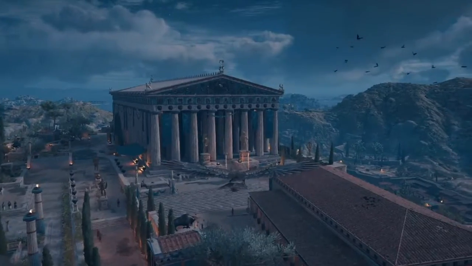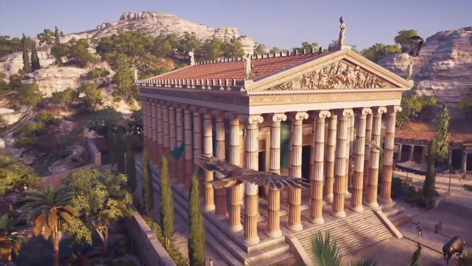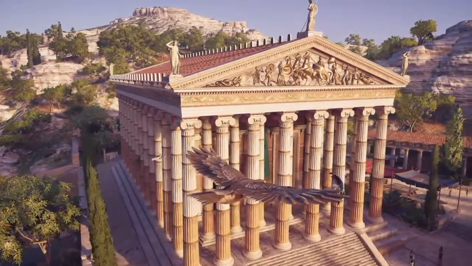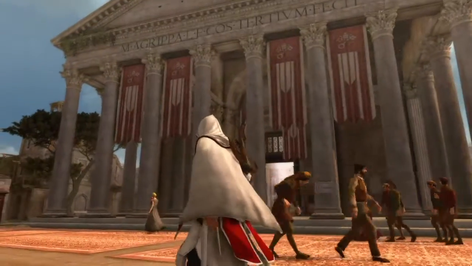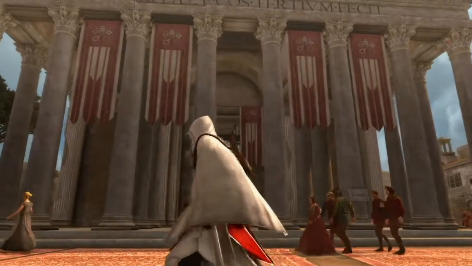Overall, the three orders of architecture, Doric, Ionic, and Corinthian, are used in many places of the world. They were created by the Greeks, imitated by the Romans, and adopted by us today. Who knew that columns would be the architecture to survive millennia upon millennia?